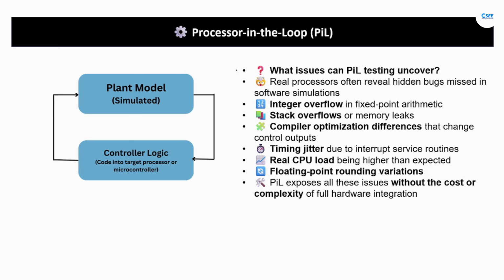Now, what kind of issues can PIL testing uncover? You'd be surprised how often real processors reveal hidden bugs that software simulations miss. For example: integer overflow in fixed point arithmetic, stack overflows or memory leaks, compiler optimization differences affecting control outputs, timing jitter caused by interrupt service routines, real CPU load exceeding expected limits, and floating point rounding variations. PIL exposes all this without the cost and complexity of full hardware integration.